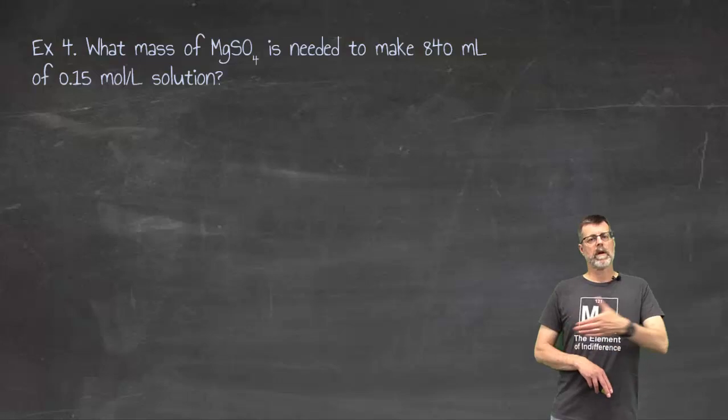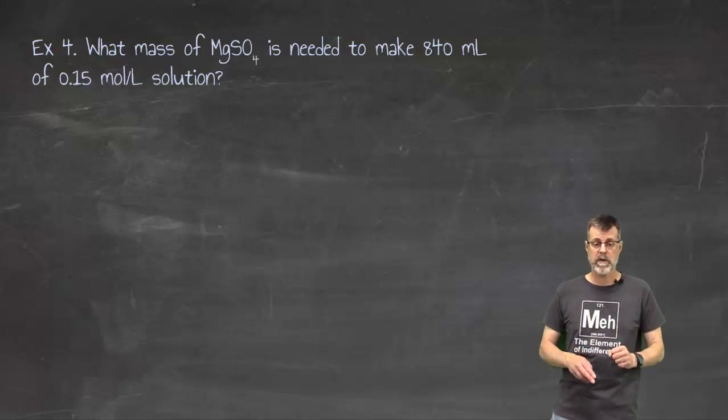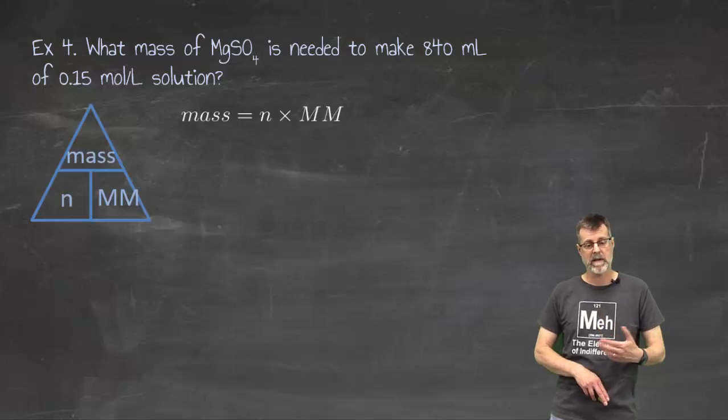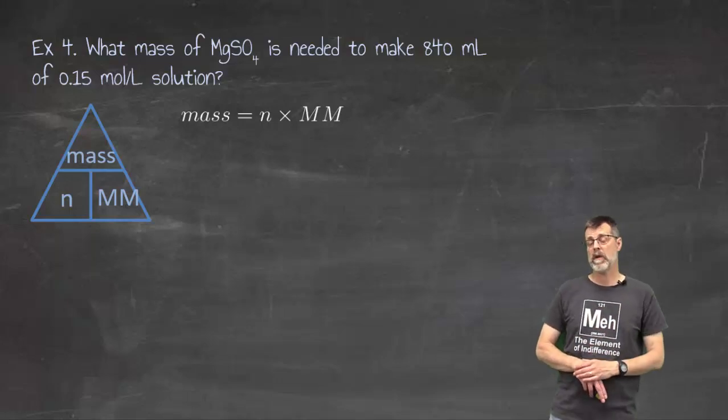Okay, I can also work it the other way around, where if you want to make a solution of a particular concentration and a particular volume, and you need to figure out how much solute to use, what mass, I'm going to start with exactly the same approach. I'm going to try and solve for mass. The problem is I have a chemical formula, so I can get molar mass. I don't have a number of moles.